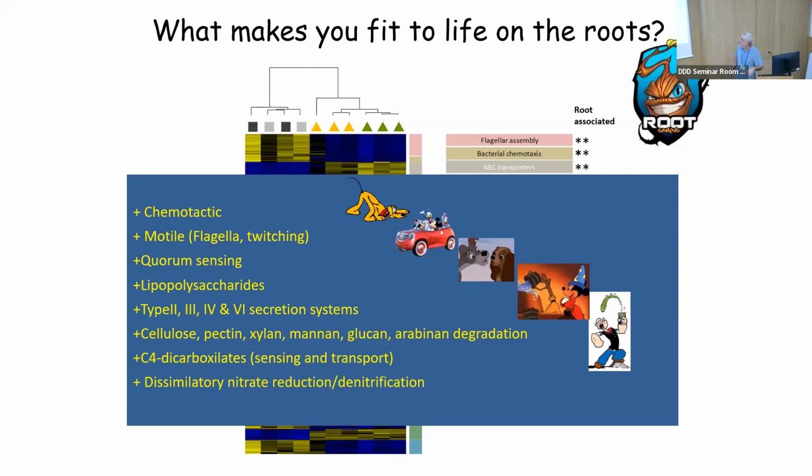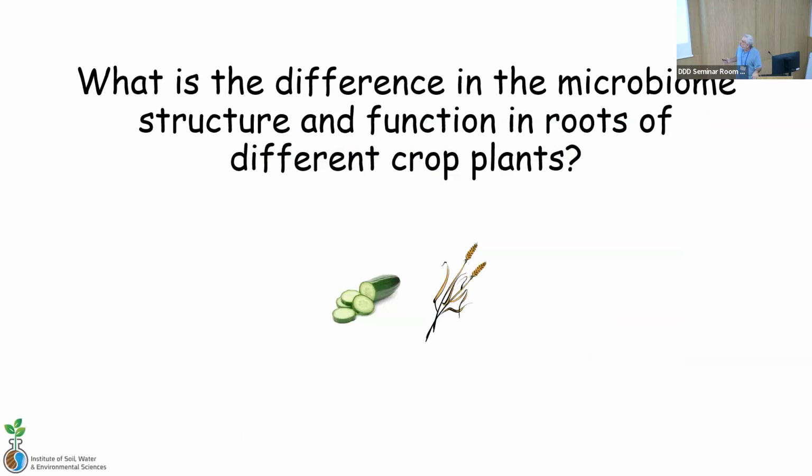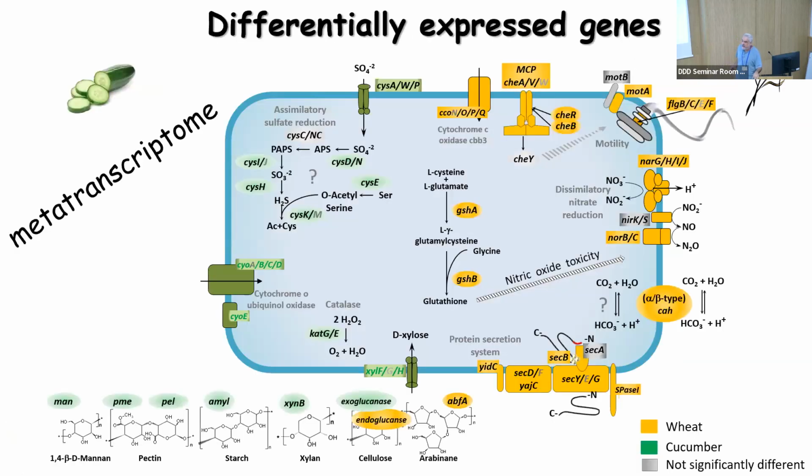release compounds and enzymes and so on also to the environment. And you have to be able to eat the carbon compounds that the plant provides you, either by exudation, but also by degrading the cell wall. And the most interesting for us now is the denitrification or the dissimilatory nitrate reduction, because when we looked at the expression of the genes, this is a really exciting finding.